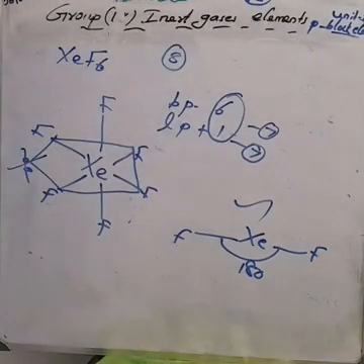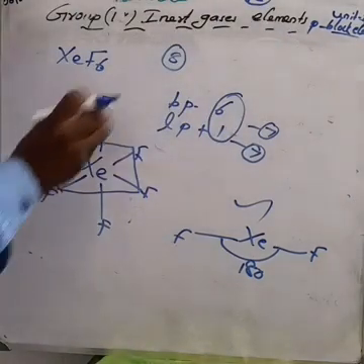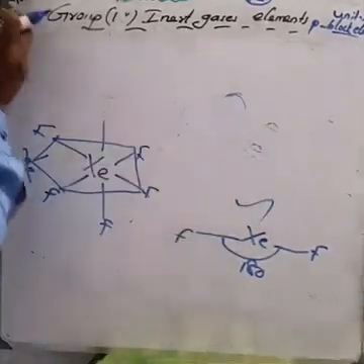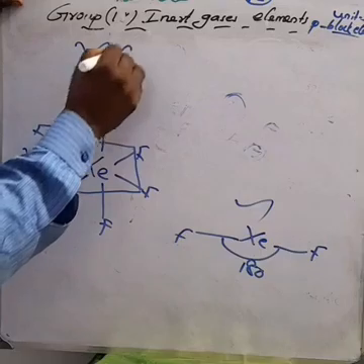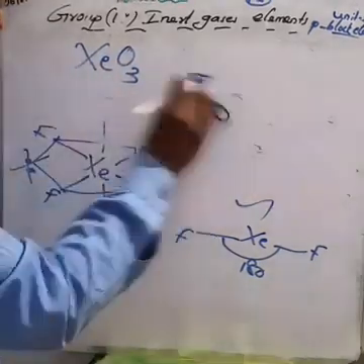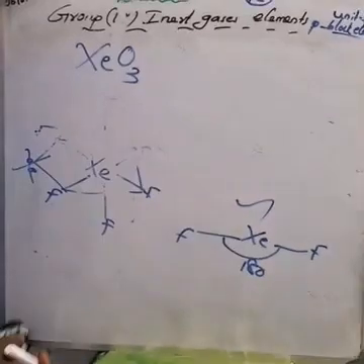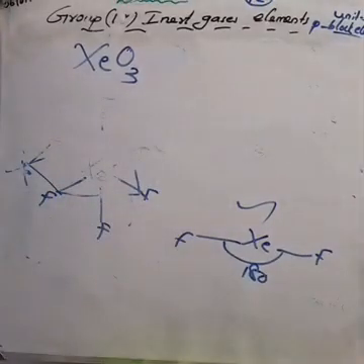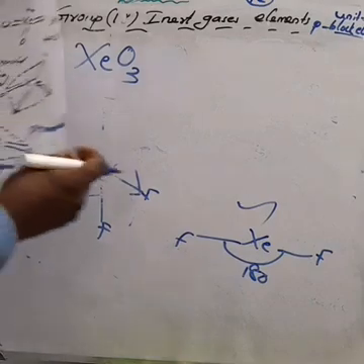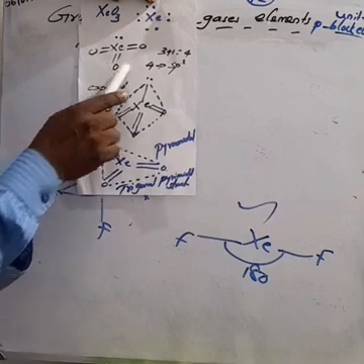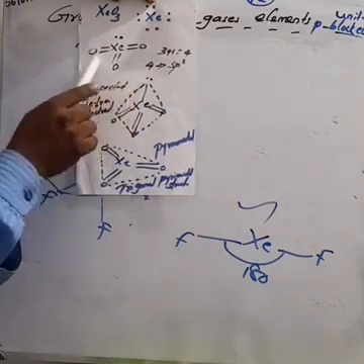Next one is xenon oxyfluoride. Oxyfluoride means how much oxygen is attached. XeO3 means how much oxygen is attached? 3 oxygen are attached. Am I right? So I am writing Xe and oxygen. All of you know that oxygen is divalent. Am I right? Oxygen means divalent, so a double bond O.